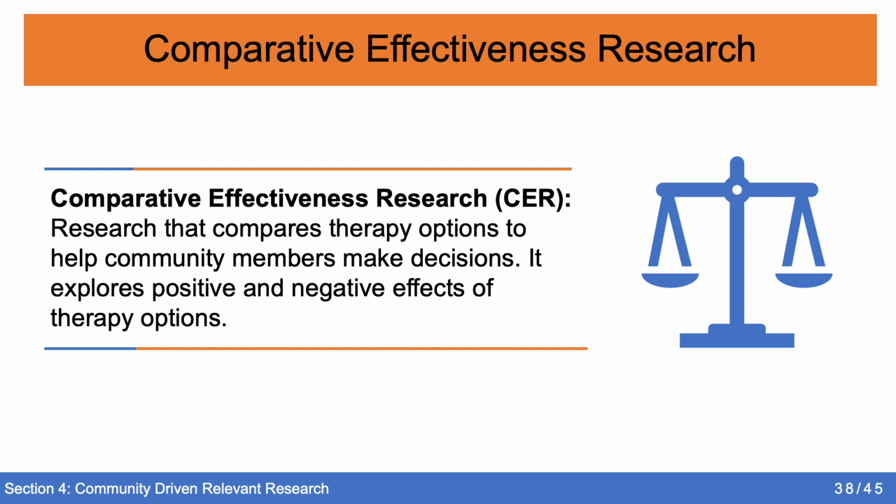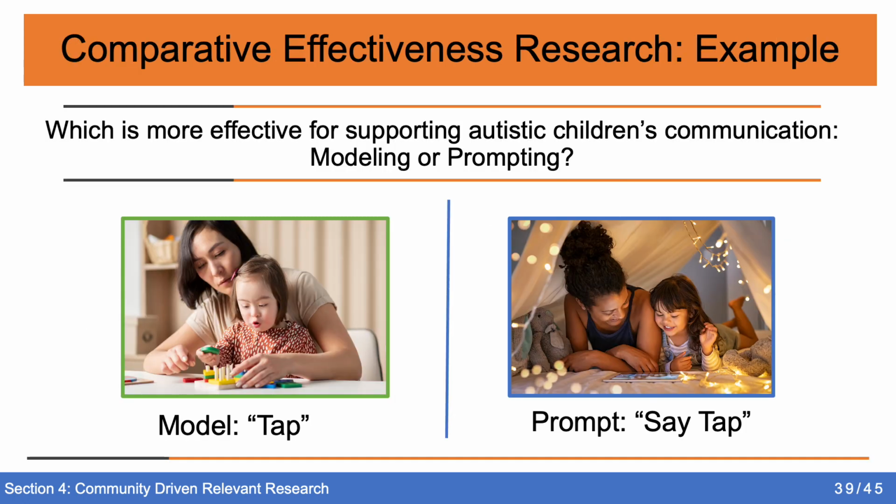Comparative effectiveness research is a kind of research that compares therapy options to help community members make decisions. It explores positive and negative effects of therapy options. For example, a comparative effectiveness research study may allow us to answer a question like, which is more effective for supporting autistic children's communication, modeling or prompting for language. And it can look at the impact of these strategies on multiple skills to help us understand if these approaches affect development in unintended ways.